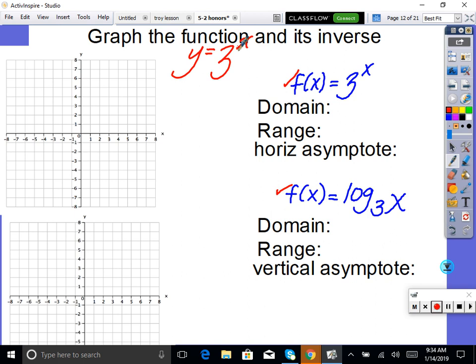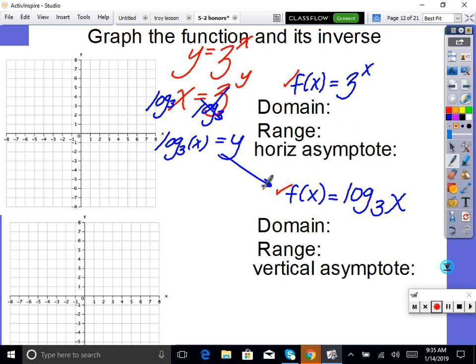To find an inverse, don't we first switch x and y? So that'd be x equals base 3 to the y. Now, how do we undo? We need it to be y equals, don't we? Isn't that how functions work? How do we get y by itself? We need to undo base 3. How do you undo base 3? So we log base 3, log base 3. So now look what we would have. Log base 3 of x, don't we? Equals y. And that's where the inverse comes from.